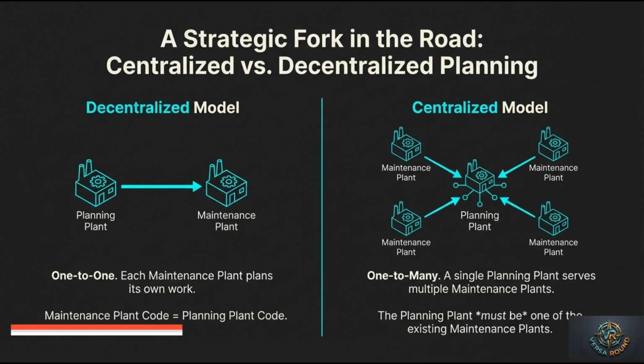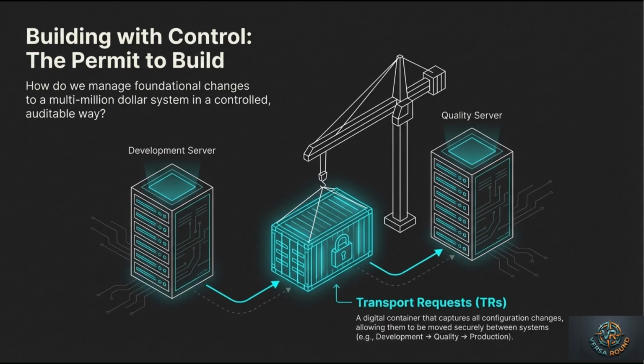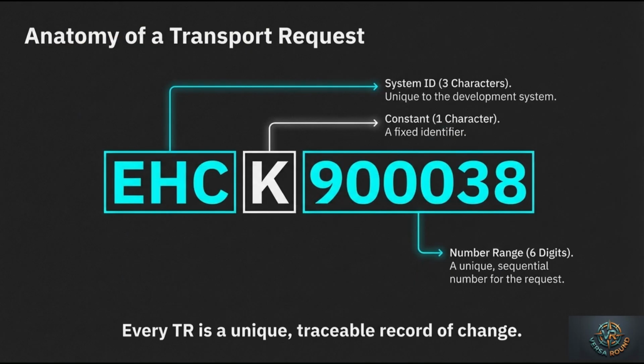The tools, building with control. You don't just log into a live SAP system and start changing things. We work in a controlled, auditable way using a 3-system landscape: development, quality, and production. The vehicle for moving changes is called a transport request, TR. Think of it as a digital container that holds all your configuration changes. Every TR is unique and traceable, with a unique ID like EHCK900038.